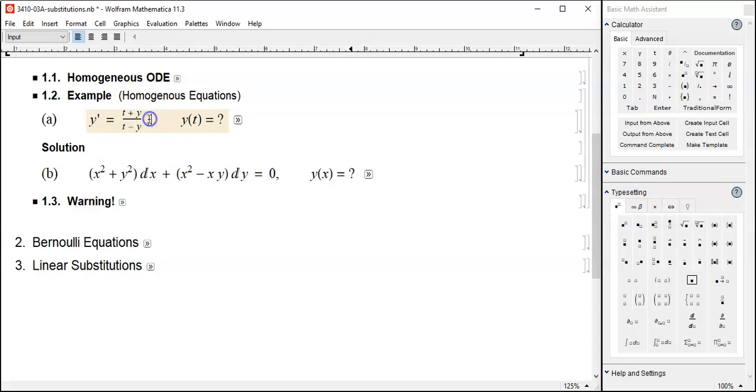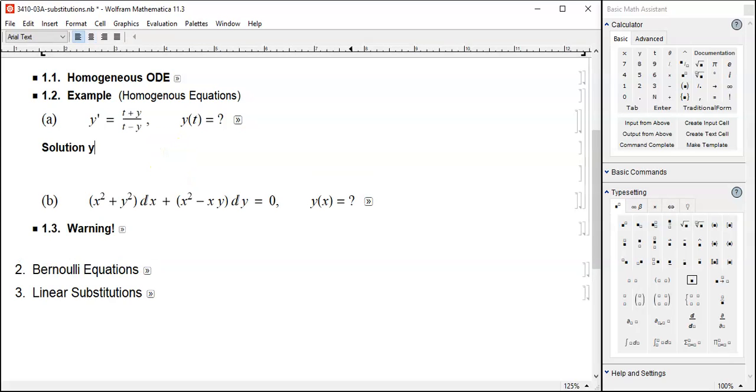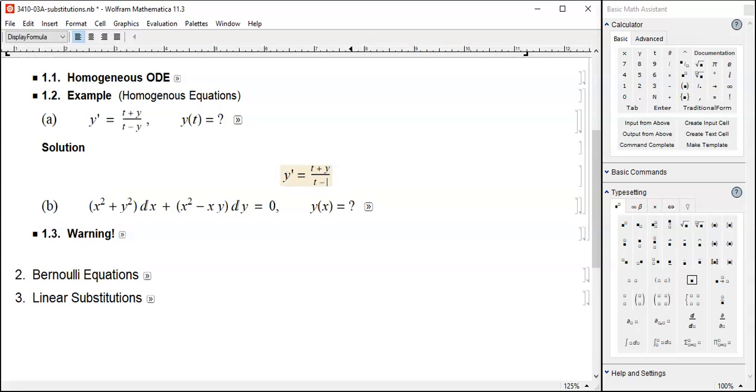This one is homogeneous, as you can see. First degree, first degree, first degree, first degree. They're all the same degree, so it's homogeneous. And then what do we do? Y prime is equal to, let's see, t plus y over t minus y. All right?